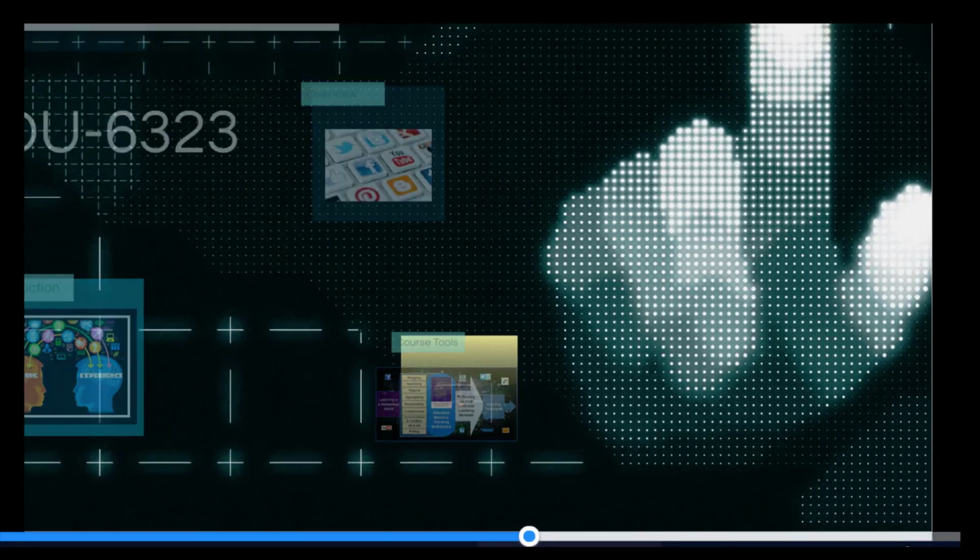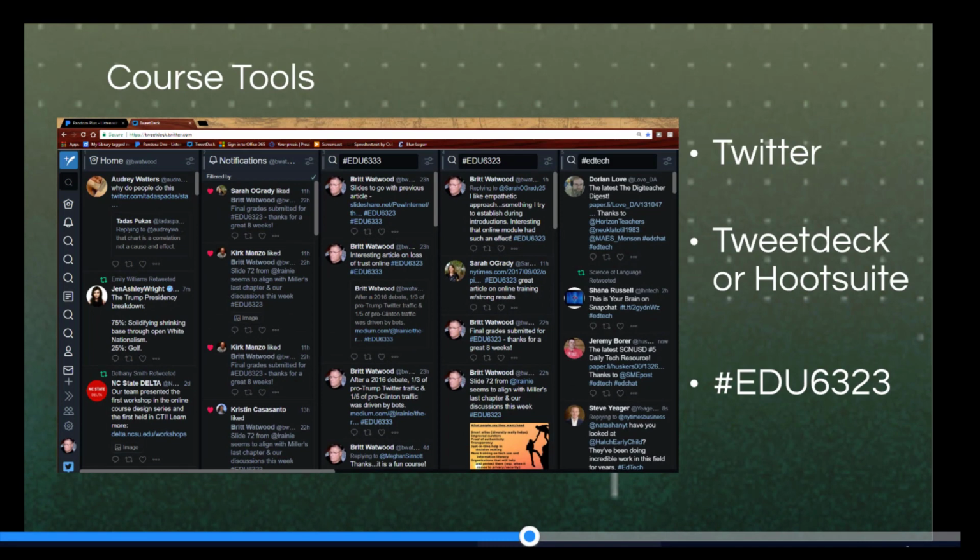So let's take a look at some course tools. As I noted, we'll be using Twitter during this course, and TweetDeck and Hootsuite make managing tweets much easier. You can pick one or the other, don't use both, but I happen to like TweetDeck. And this happens to be my TweetDeck and what it looks like. So you can see here's some home tweets of people I follow. Anyone that sends me a tweet that shows up under notifications, like Sarah and Kirk did here.